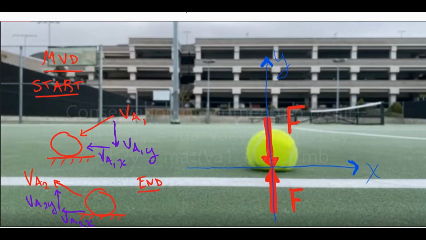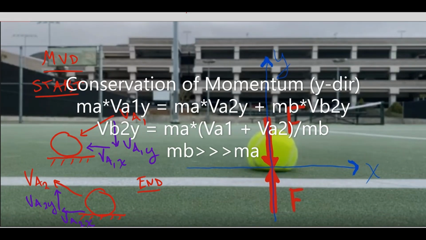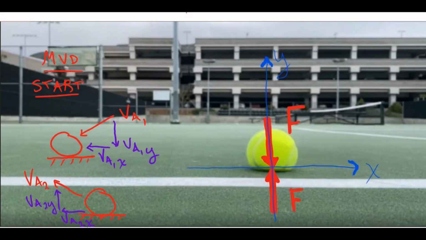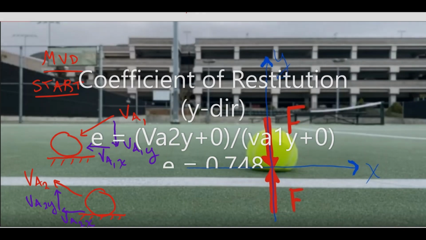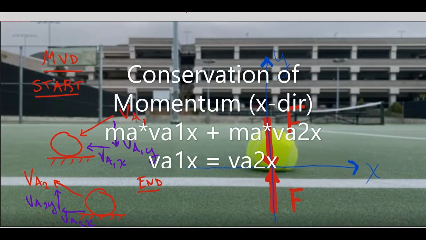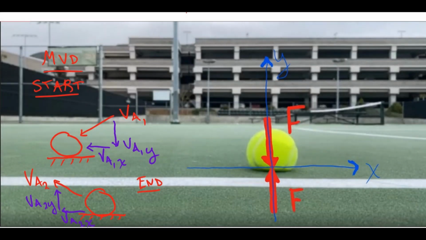Okay, so the first thing we would want to do is conservation of momentum in the y direction. From that, we could solve for VB being approximately 0 because of the difference in mass of the earth and a tennis ball. Once we've solved for VB being approximately 0, we would go to our coefficient of restitution in the y direction. Using this equation, we could solve for VAY final, and then using conservation of momentum in the x direction, we would be able to solve for VAX final.